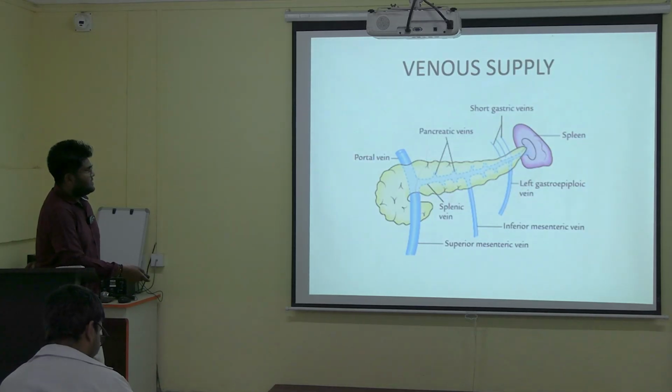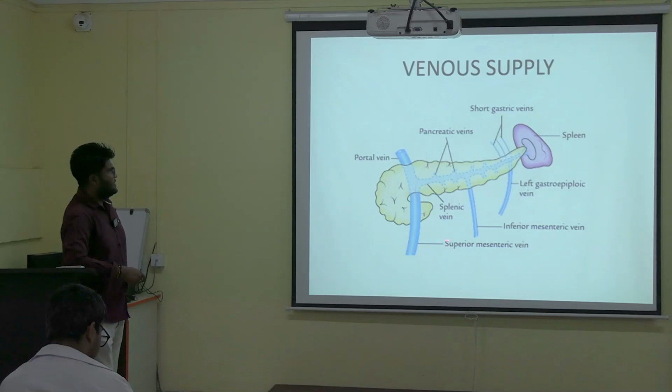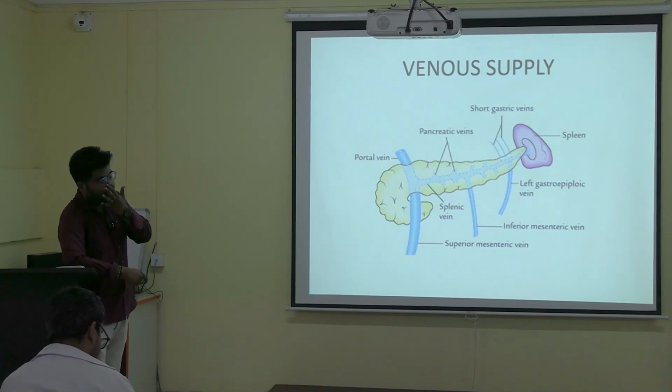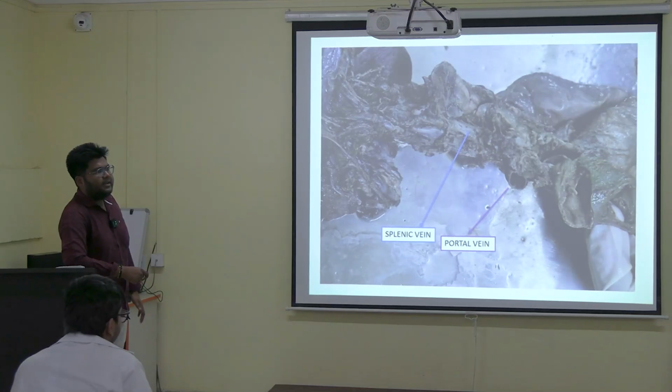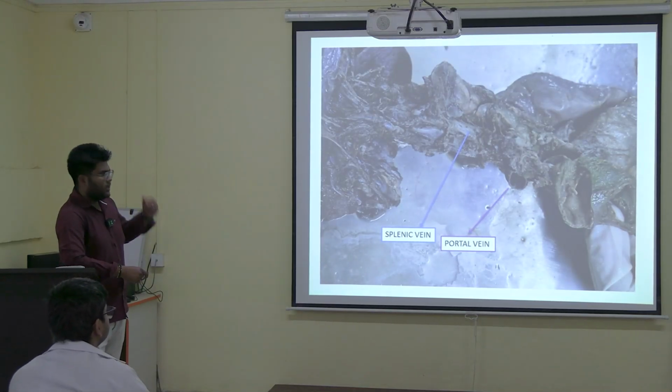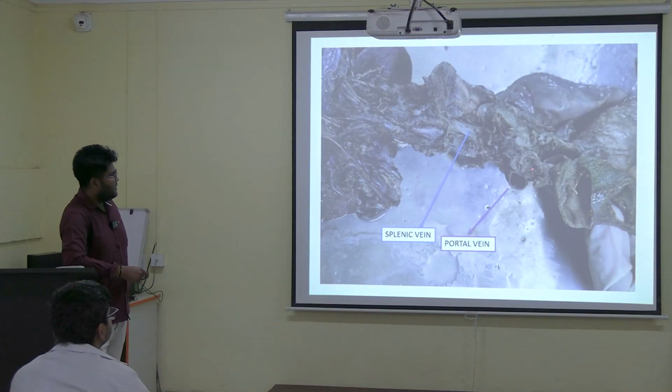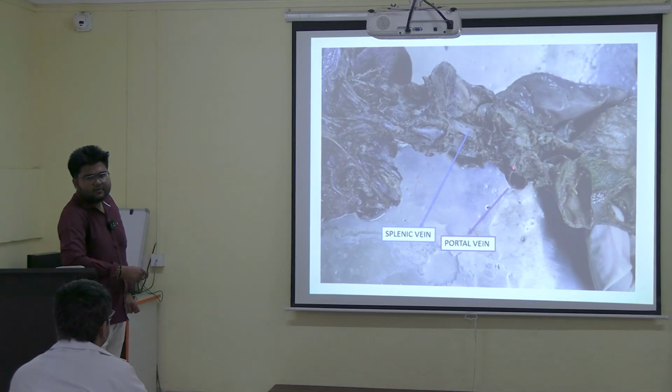So next, the venous drainage: you all know the portal vein is formed by the superior mesenteric vein and the splenic vein. So this is the splenic vein. How do you identify it? Posteriorly and superiorly the splenic vein is present, and this is the opening of the portal vein. In the portal vein area, which part is present here? Yes, the neck. The neck of the pancreas is attached here.